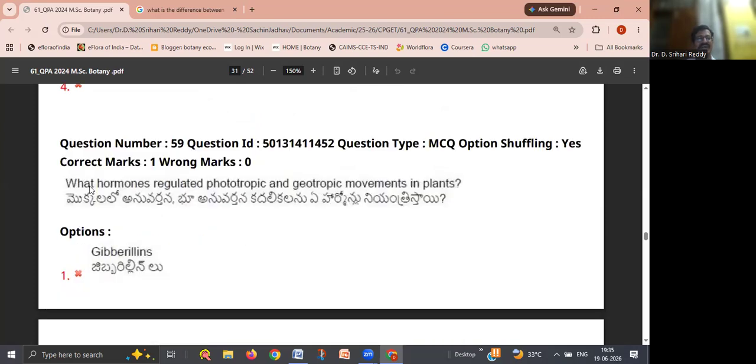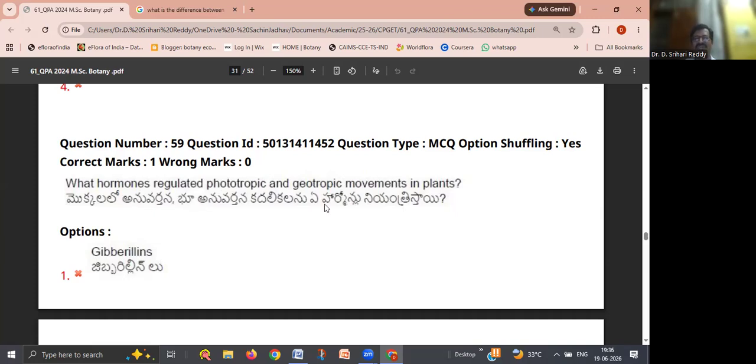Next one is, what hormones regulate phototropic and geotropic movements in plants? So which hormone regulates phototropism and geotropism in plants? We already discussed phototropism. During growth, the plant grows towards the light. We all know about it. Plants grow towards the light. If there is any shade, they do not grow towards the shade. They grow towards the light because they need light for photosynthesis.